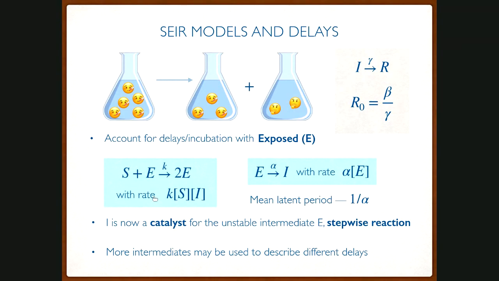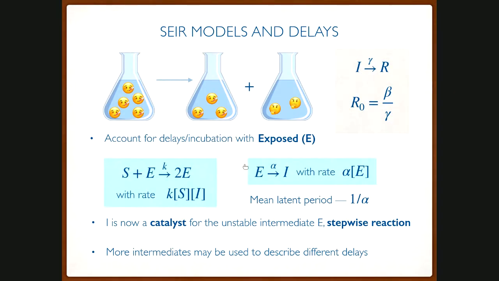However, the rate of that reaction still depends on I. So I is sort of serving as a catalyst for the first contact process reaction. The E (exposed) term then eventually, with 1 and alpha, the latent period or incubation period, does go to I, and we could consider E as an unstable intermediate within this reaction system. And this is sort of a stepwise reaction.